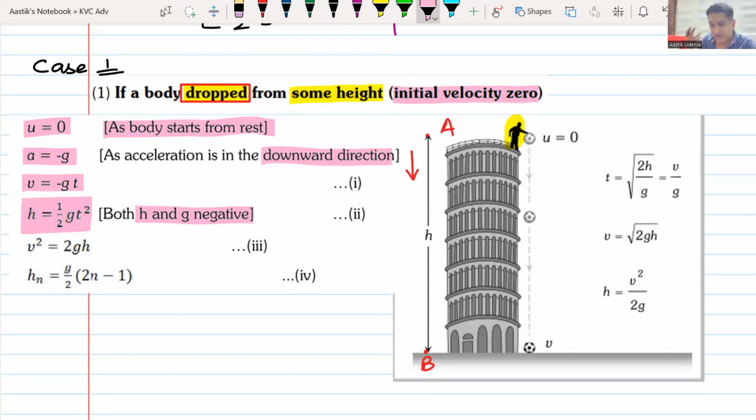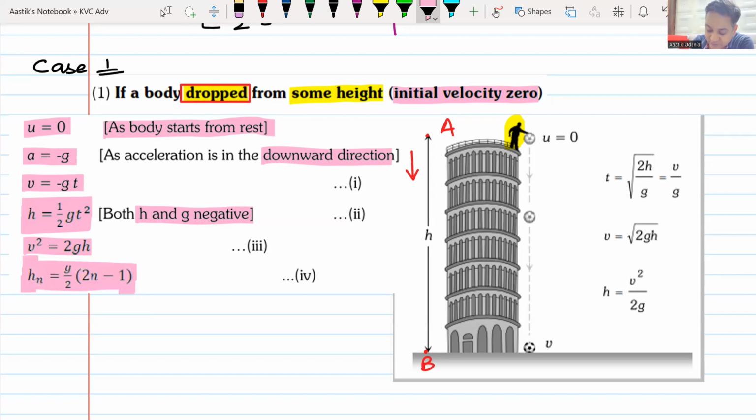Then, if you use the third equation, v square is equal to u square plus 2a delta, u is 0, g is negative, h is also negative. Two negatives make a positive, so we'll get this equation for velocity: v square will be equal to 2gh. Both negatives become positive.